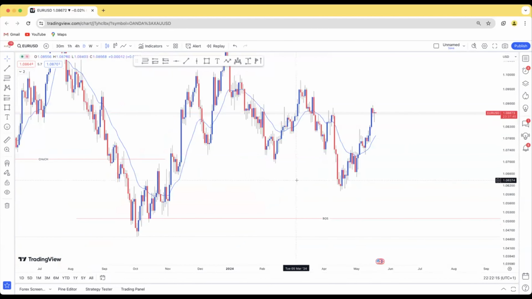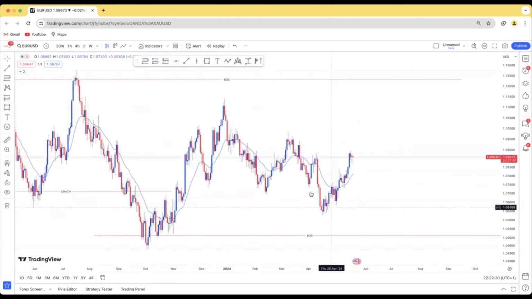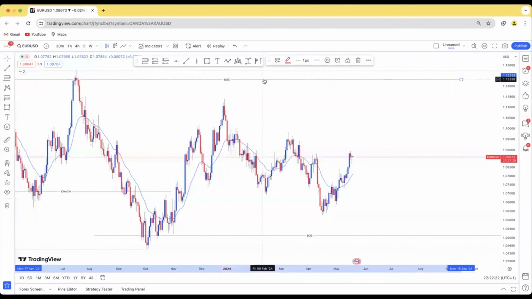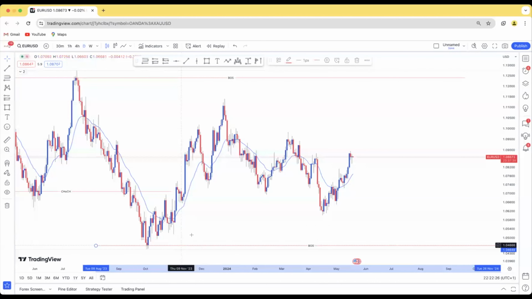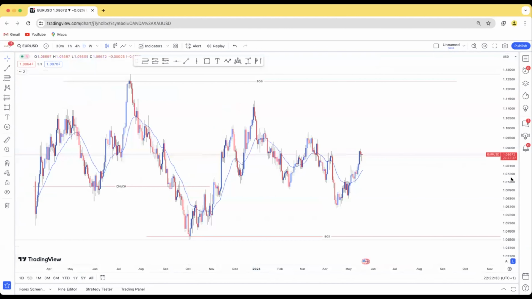Like I was saying, now this forms my major structure point. This high here, I'll just adjust it down to the body closure. You can see I now have more room in this area. What I'm looking out for now is the internal structure from here down to here. I want to see who is in control from this point down to this point.